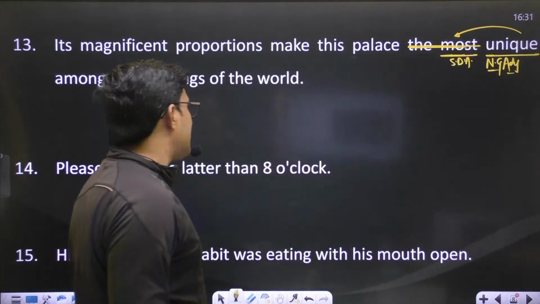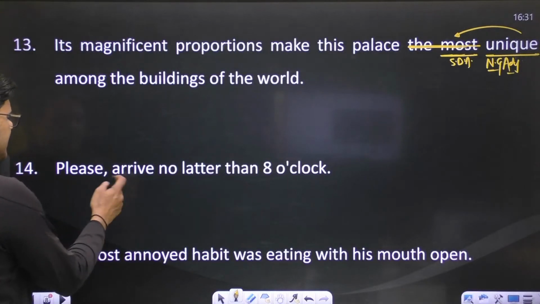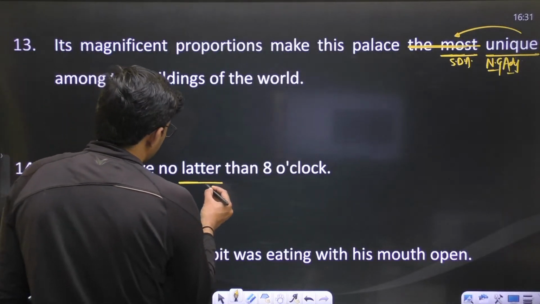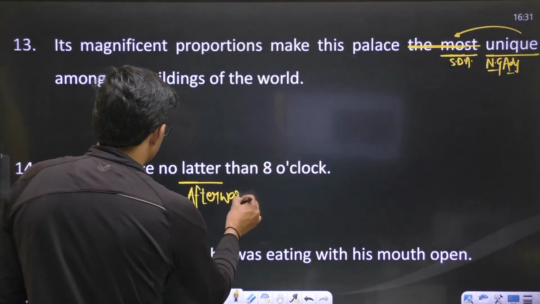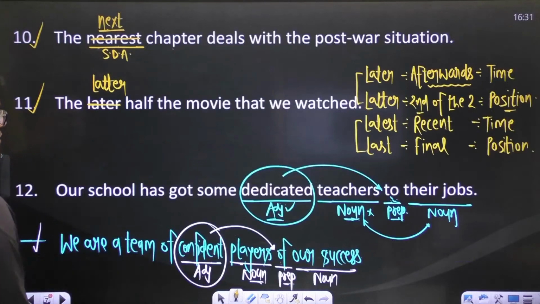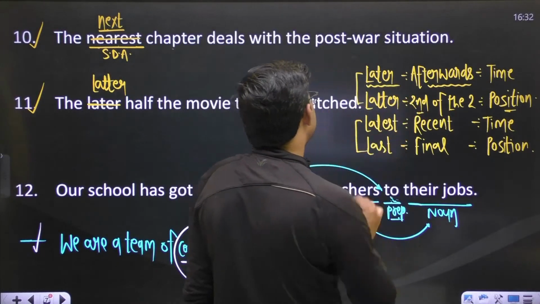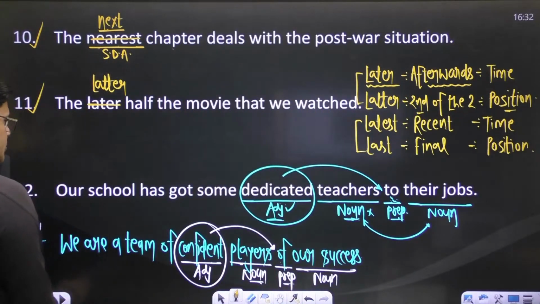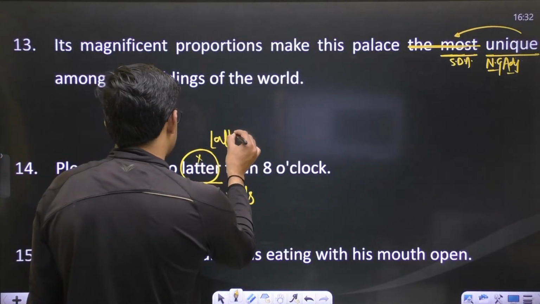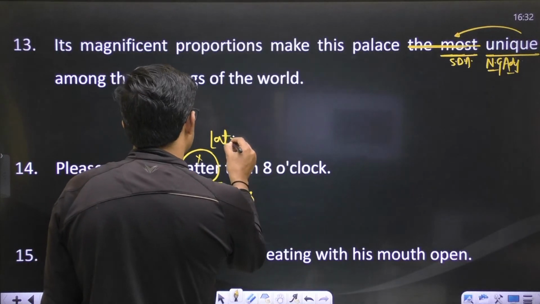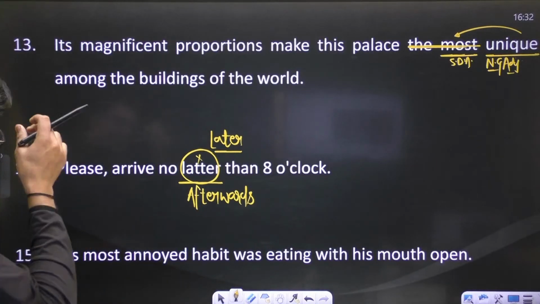Move to the next sentence. Please arrive no later than 8 o'clock. Here it is talking about the sense of afterwards, right? To show the sense of afterwards, we use a word like later. So here don't use latter in place of later. This will be the right answer: please arrive no later than 8 o'clock.